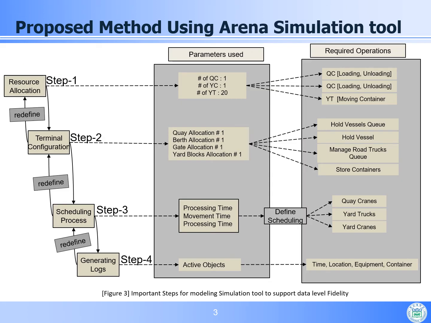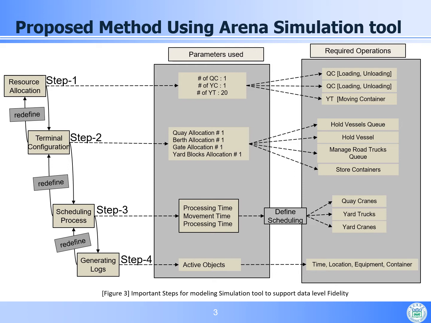We allocate one QA crane, one yard crane, and 20 yard trucks for the resource allocation. And then we have the berth. We define the berth allocation, gate allocation, and the yard blocks allocation in configuring the container terminal.